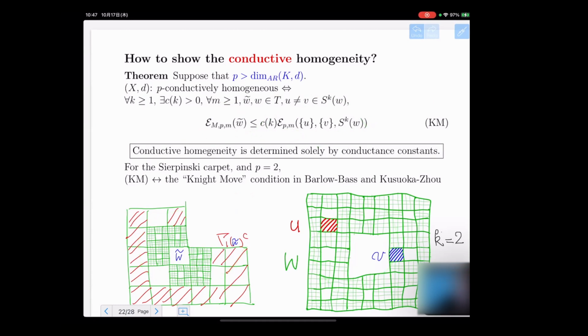Also please notice that in this condition there is no neighbor disparity constant, and there is no measure in here. So what I write here is that conductive homogeneity is determined solely by conductance constants. If we change the measure, we don't change this condition. This is the reason why I call this conductive homogeneity.